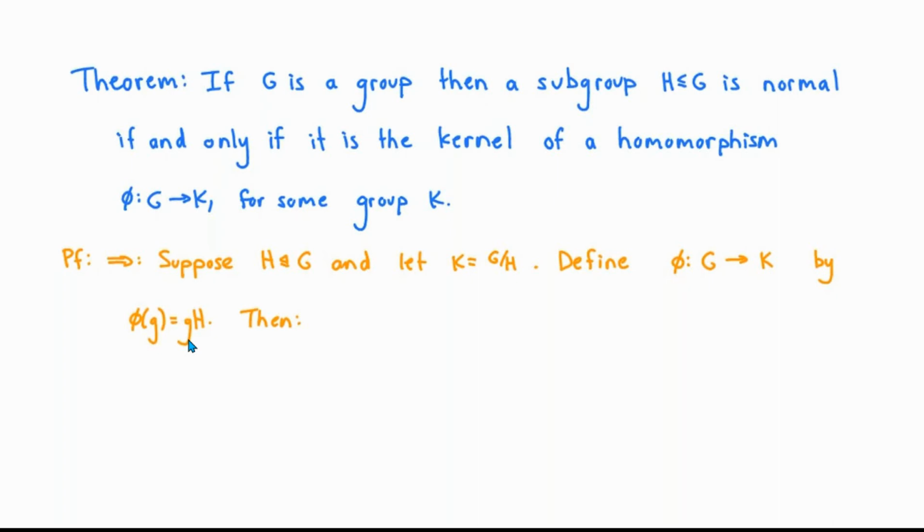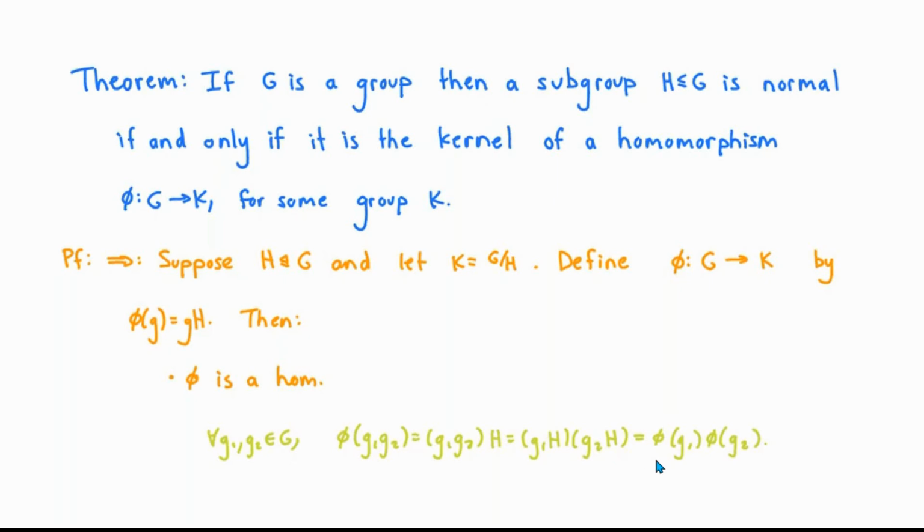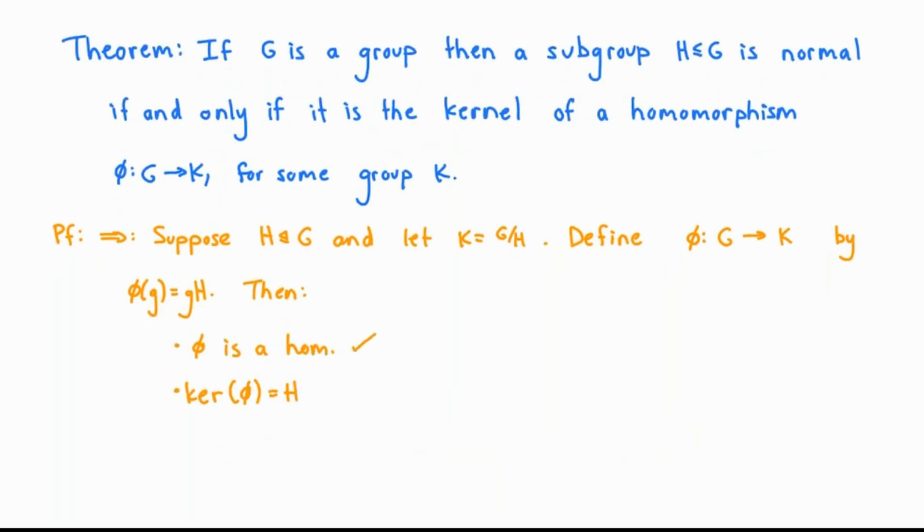First of all, we need to make sure that this really is a homomorphism. So to see that it's a homomorphism, let's suppose that we have two elements, g1 and g2 in G, and let's think about what phi does to the product g1 times g2. By definition, it maps that to g1g2H in the quotient group, and by the well-definedness of the binary operation in the quotient group, that's g1H times g2H. But that's just phi of g1 times phi of g2, and so we've succeeded in showing that phi is a homomorphism.